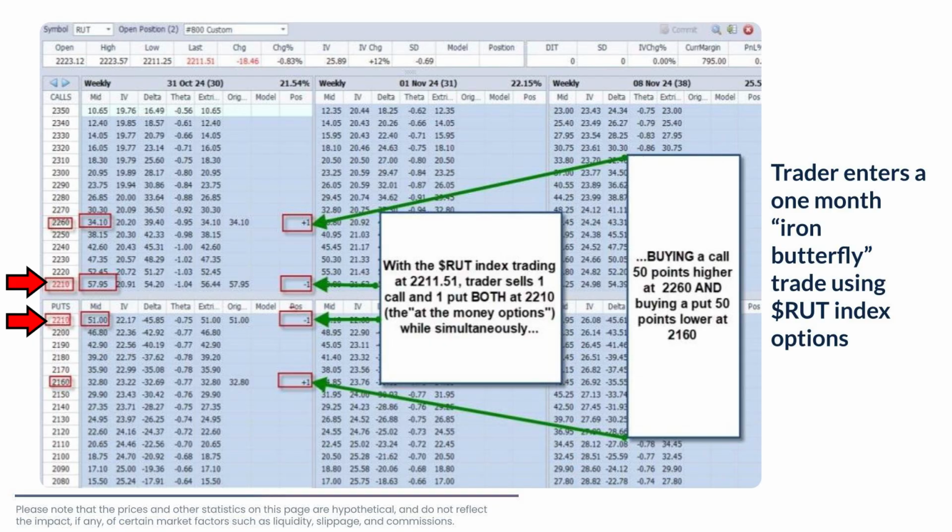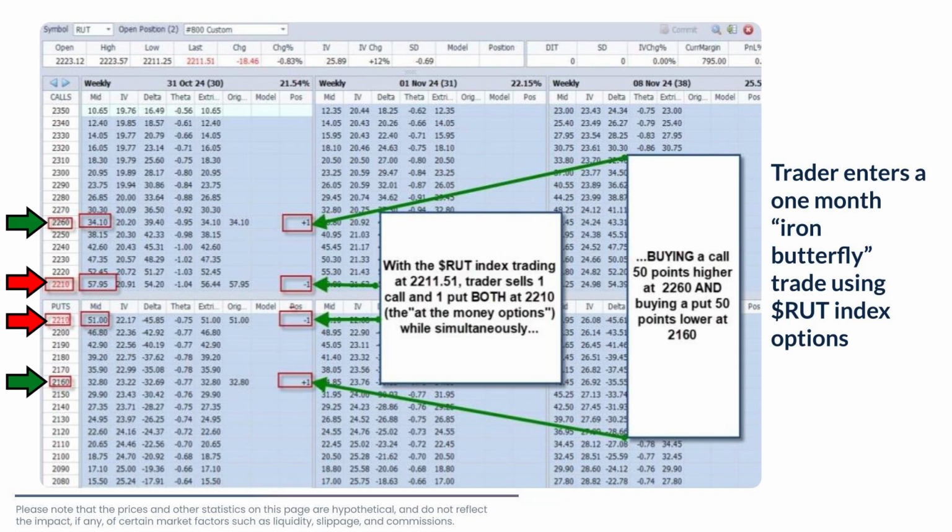And then, for protection, to put a cap on the loss potential of the trade, just like we did for the iron condor, we buy a 2260 call 50 points away, just like before, and we also buy a 2160 put, again 50 points away, just like with the iron condor. In other words, the separation between our short and long options remained at 50 points. But this time, instead of selling calls and puts 100 points away from the index price, as in the iron condor, we sold the calls and puts right at the index price.